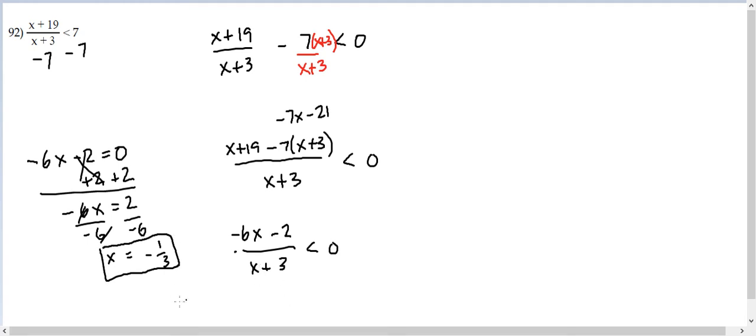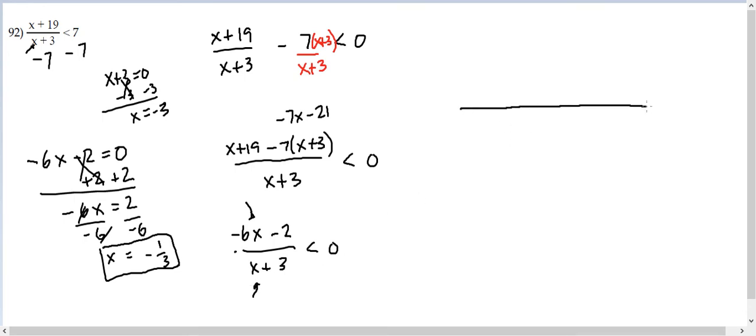And then the denominator, hopefully you can see really quickly that x plus 3 is equal to 0 at negative 3. So negative 3 makes the denominator 0, and negative 1/3 makes the numerator 0. So then we draw a number line and put these 2 points on it. I'll put 0 for reference, negative 1/3 right here, and then over here I'll put negative 3. So that's the way this will lay out.